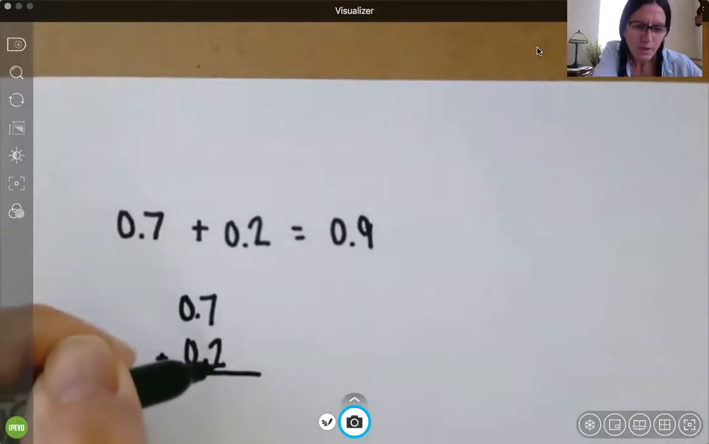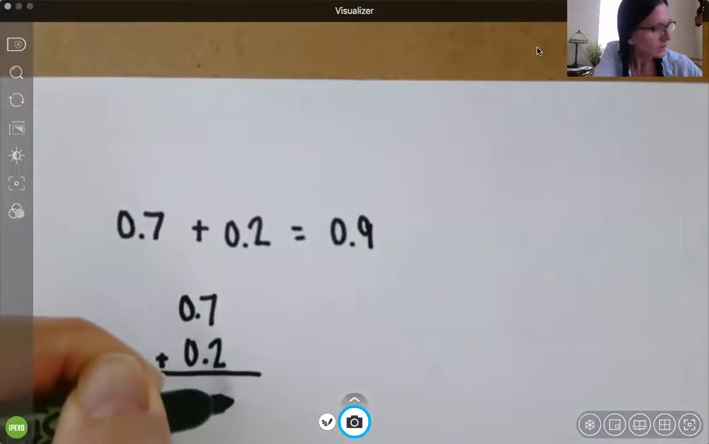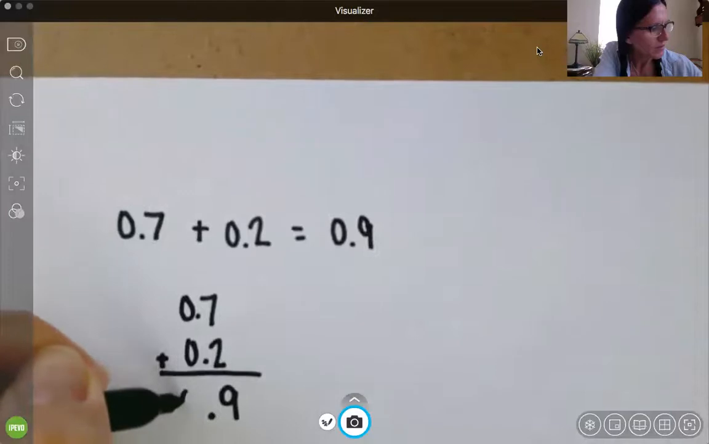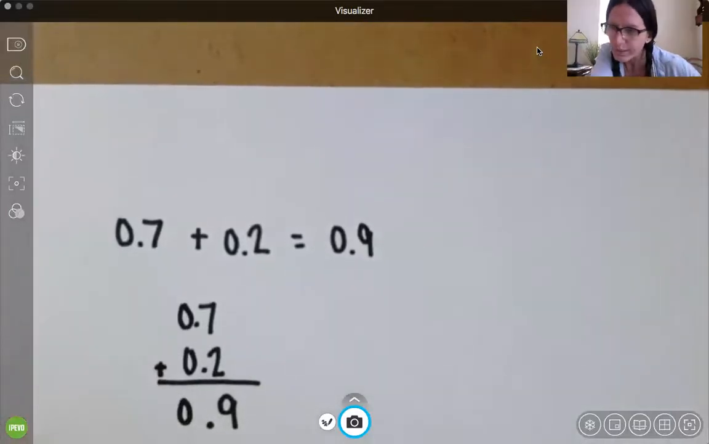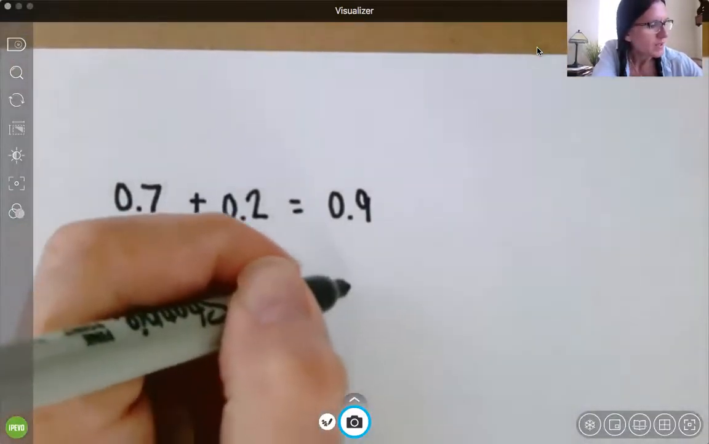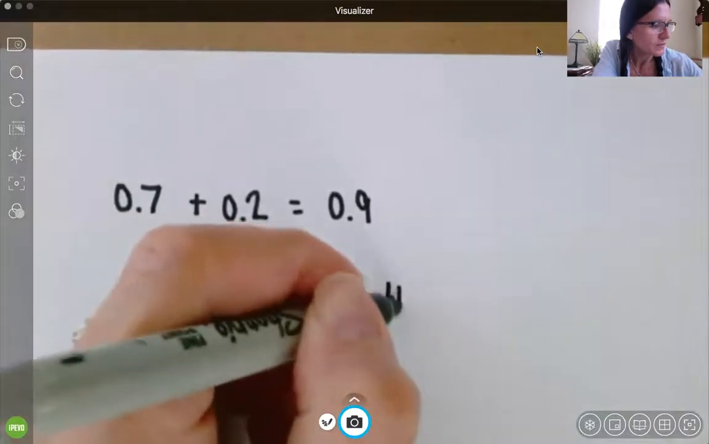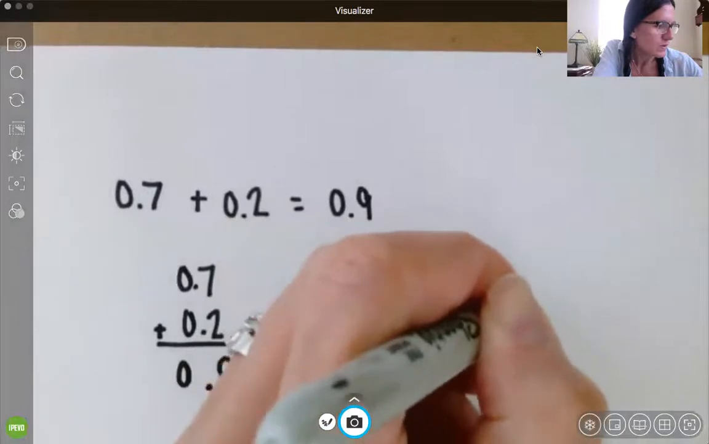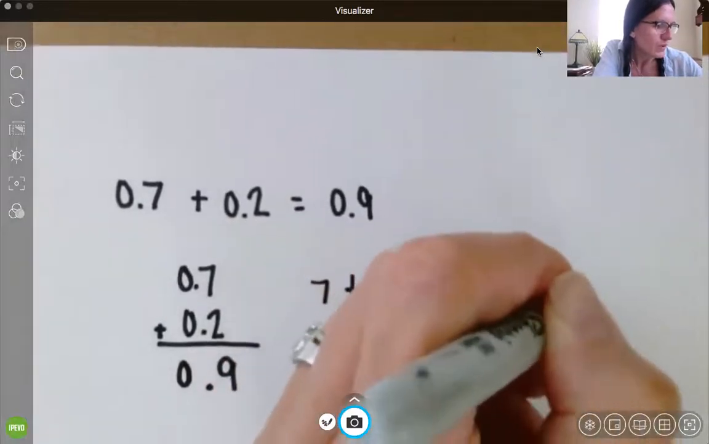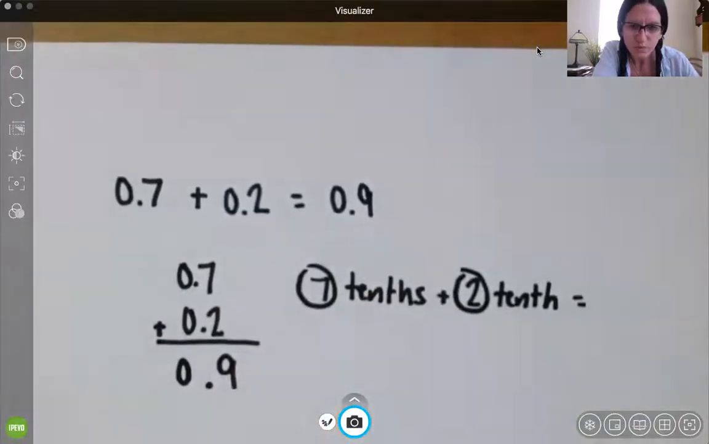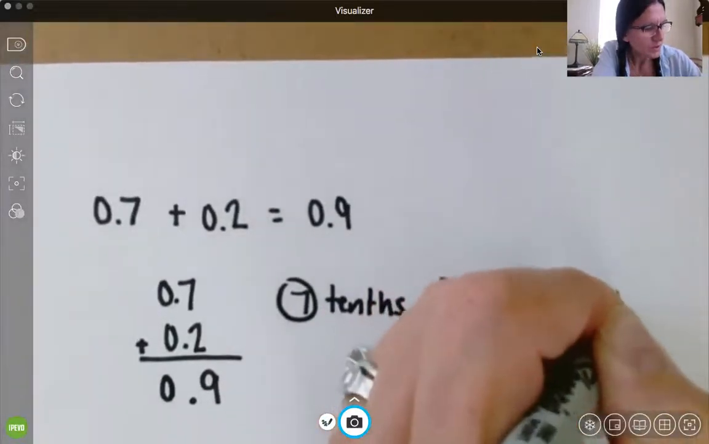I add up my tenths place. I include my decimal, and I have 0 whole ounces if I was working with ounces. Okay? I could also write it this way. 7/10 plus 2/10 equals, well, 7 and 2 equals 9/10.